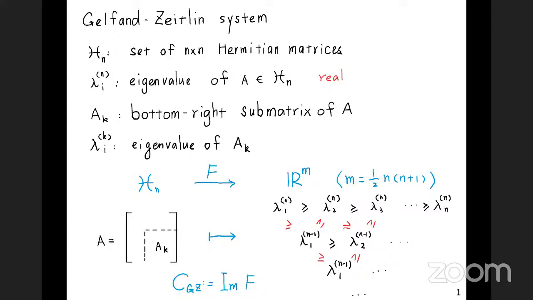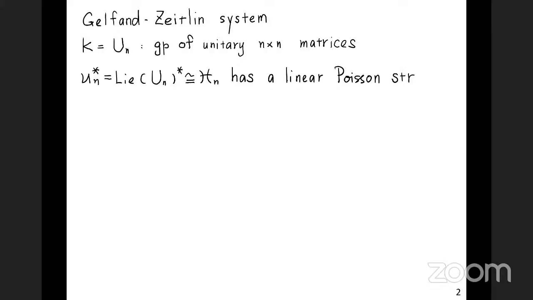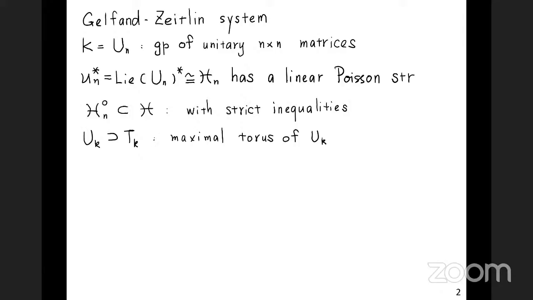So what's the relation of this with Poisson geometry? If we consider the compact group K equal to U(n), the group of unitary n by n matrices, we know that the dual of its Lie algebra has a linear Poisson structure, which is the KKS bracket. Now let me denote a subset of H, Hn0, of all the matrices whose eigenvalues satisfy the inequalities strictly.